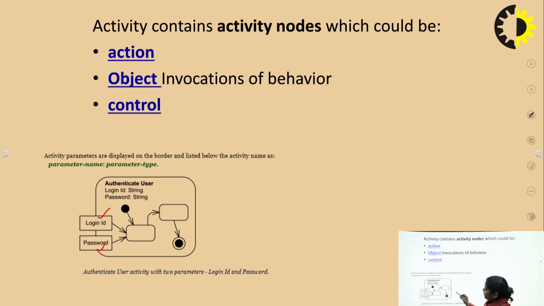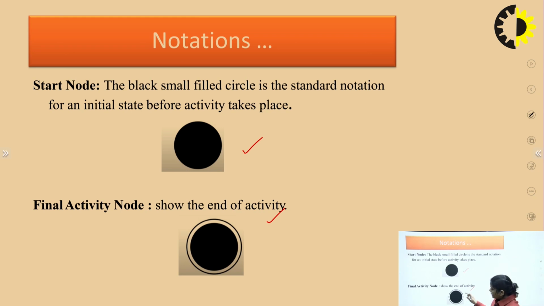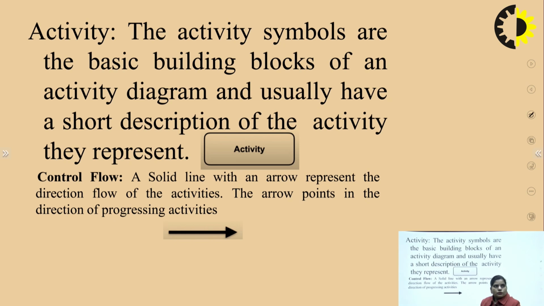Whenever this particular symbol appears, it shows the end of the activity. It is a double circle and the first circle is black filled. So the activity symbols are the basic building blocks of an activity diagram, and usually we have a short description of what they represent. For representing the activity we have this rectangle with rounded sides. So this symbol represents the activities which take place in a particular diagram or in a particular process.